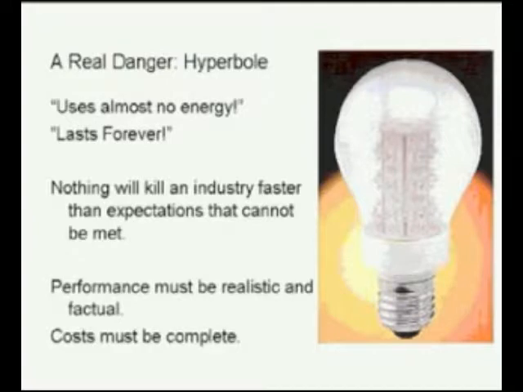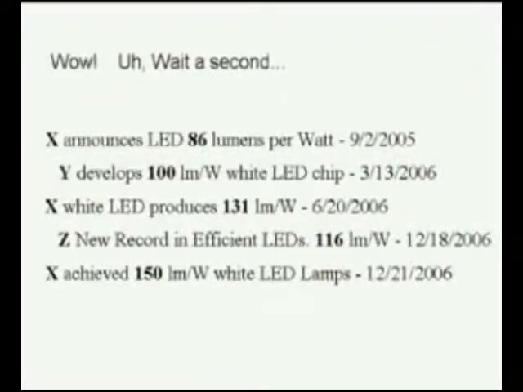The performance descriptions and specifications must be realistic and factual, and the costs must be complete in order to describe and specify these systems. There's another example where the LED companies, in many cases, are announcing wonderful efficacy levels for these devices, 86 lumens per watt, for example, or 100 lumens per watt, up to 131, 116, 150 lumens per watt white LED lamps.